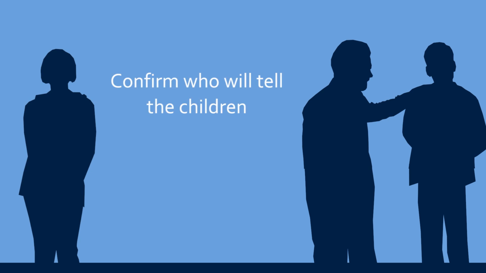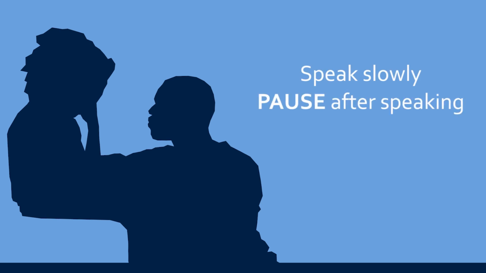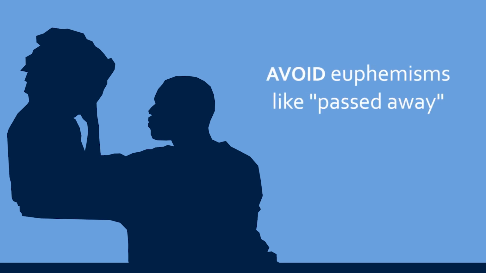If parents are separated, confirm who will tell the children and encourage consistent messaging to avoid confusion. Step B. Telling the children. Regarding the conversation itself, encourage them to speak slowly and pause so that the children can take in the information. Silences are okay. Euphemisms like passed away or gone to sleep can cause confusion and should be avoided.